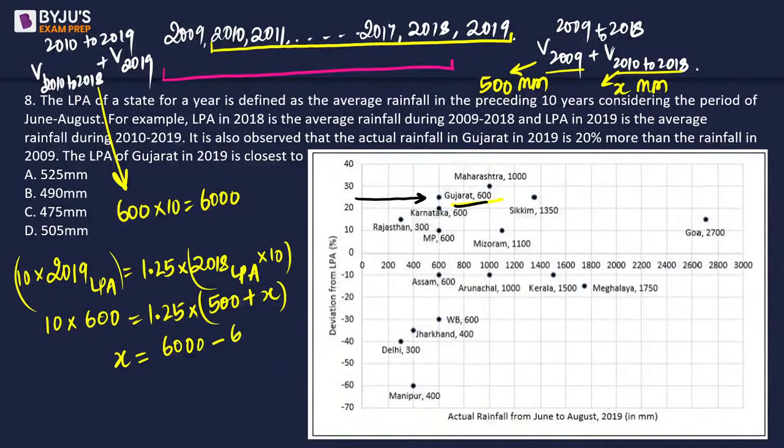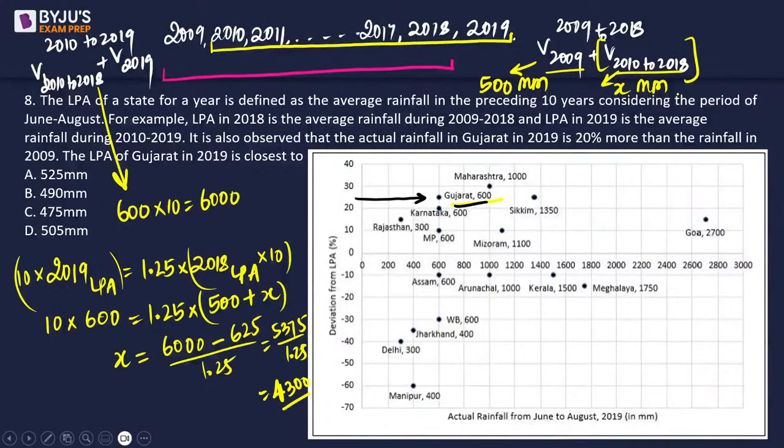So 625 divided by 1.25. This is going to result in 5375 by 1.25. 5375 by 125 should give us 4,300. ठीक है. So 2008 से 2018 तक की जो ओवरऑल वैल्यू है, that is 4,300.